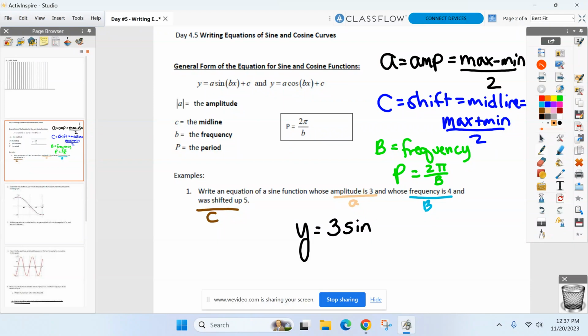In parentheses, your B value with x: 4x. Make sure it's in parentheses. It doesn't have to be, but you want to make sure it's separated from the C value, the shift, which is up 5. How do I represent that? Plus 5. So about as easy as it can get, right? Because I've given you all the values. You're not going to have to find squat.